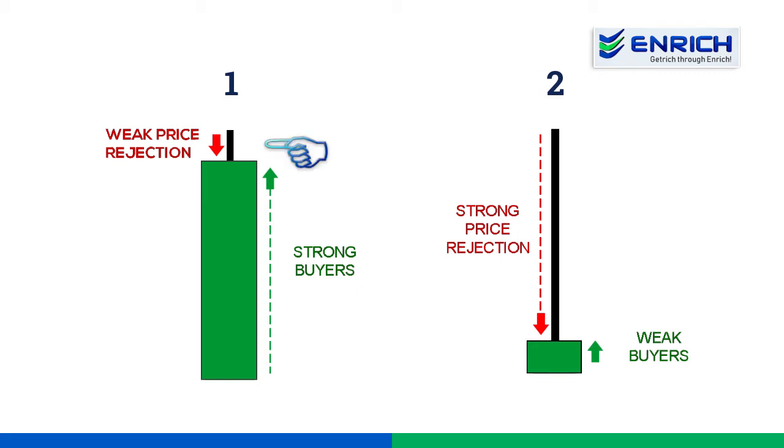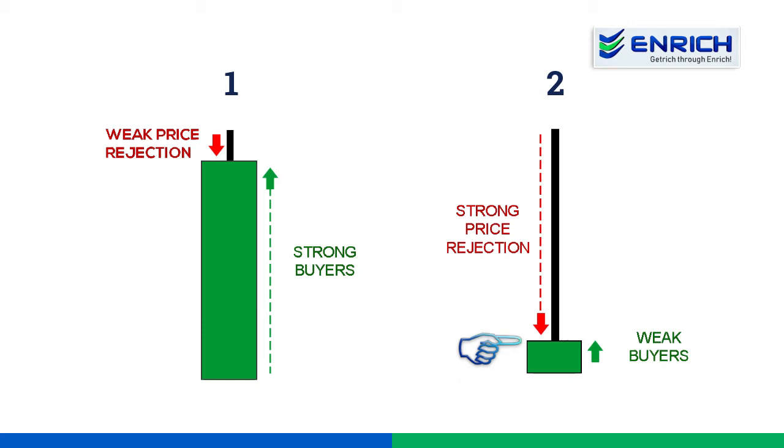Now the wick tells you there has been a price rejection. So when you spot a small wick or a shadow, it shows there has been a weak price rejection. And the price closed here at this point. So it's important to understand the size of the body compared to the shadow. Now in the second candle, we can see that the body is quite small compared to the shadow and the prices have gone really high.